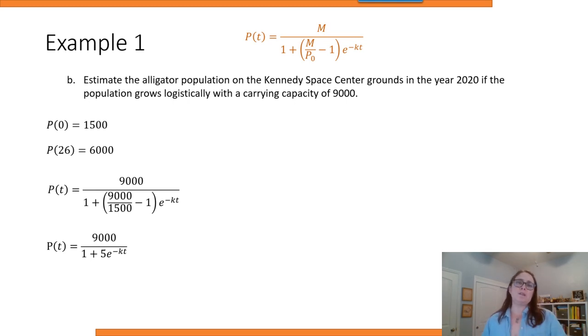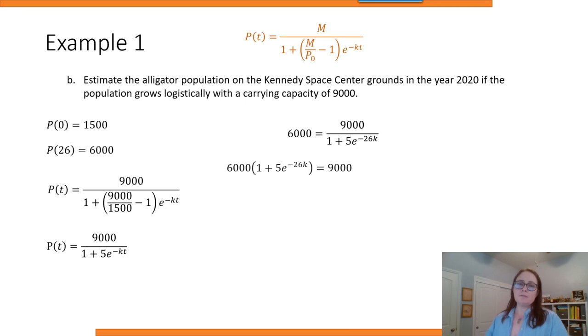So I'm going to use the P of 26 equals 6,000 once again to find k. So different equation. I need to use slightly different steps here to solve this equation. I have a fraction on the right side, so I'm going to multiply both sides of this equation by that denominator. So I get the 6,000 times 1 plus 5 e to the negative 26k is equal to 9,000. And then I can start solving it, which I distributed the 6,000, not necessary really to do that. You could just have divided by the 6,000 if you wanted to.